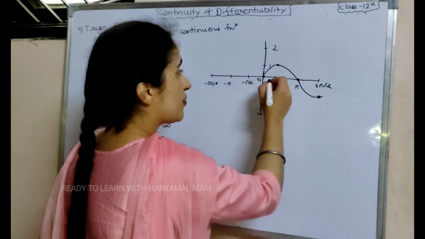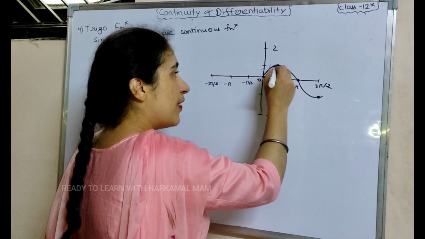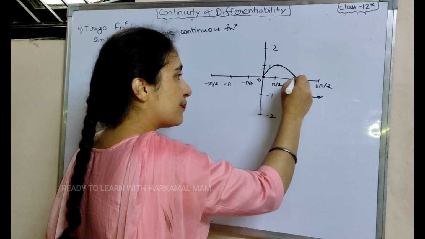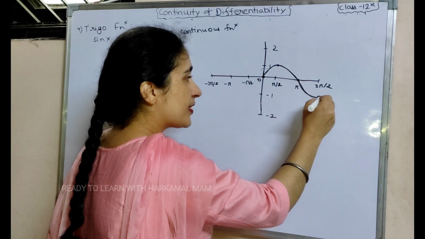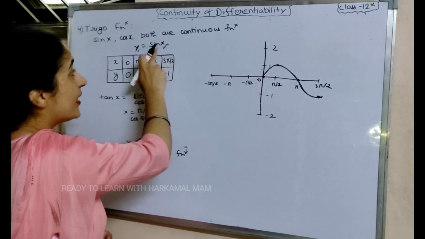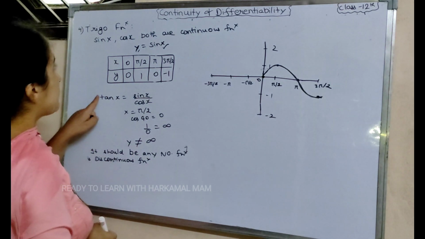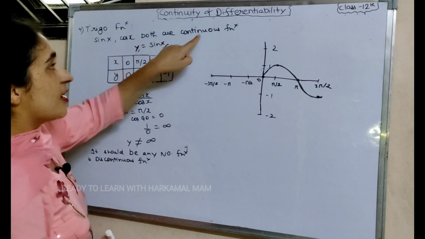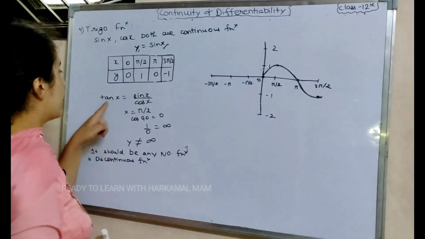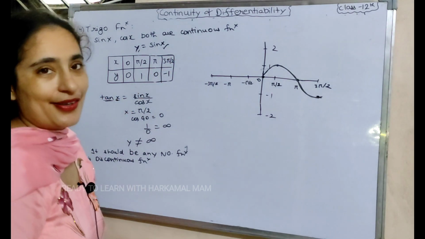So let us plot the graph. I am plotting the graph without lifting the pen, and this type of function is called a continuous function. So that is why sin x is a continuous function. We have proved it, and similarly cos x is also a continuous function. Then let's check whether tan x is a continuous or discontinuous function.